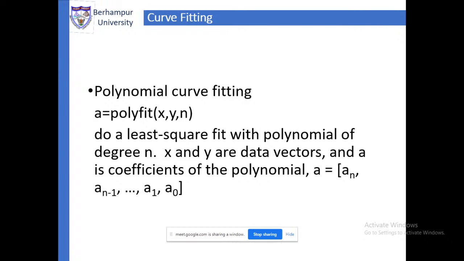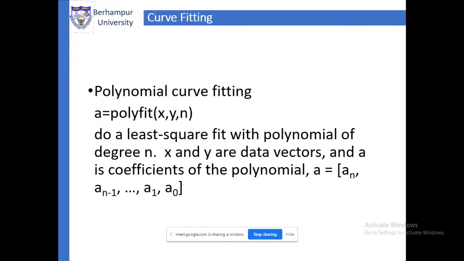You can use polynomial curve fitting using this command: A is equal to polyfit, which means polynomial curve fitting, polyfit(x, y, n). Here x is tabulated, so x is a matrix which usually should be a row matrix. Y should also be a row matrix. If x is a column matrix, then y has to be a column matrix. So take x, y, then n. N is the number of points where you have found x and y.